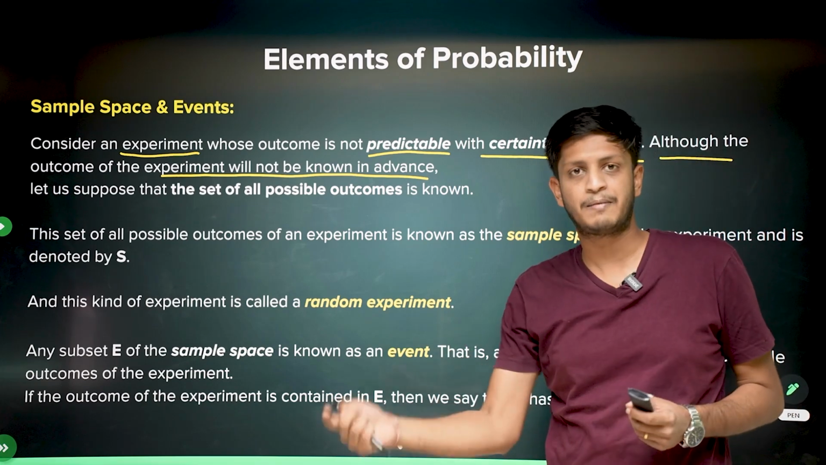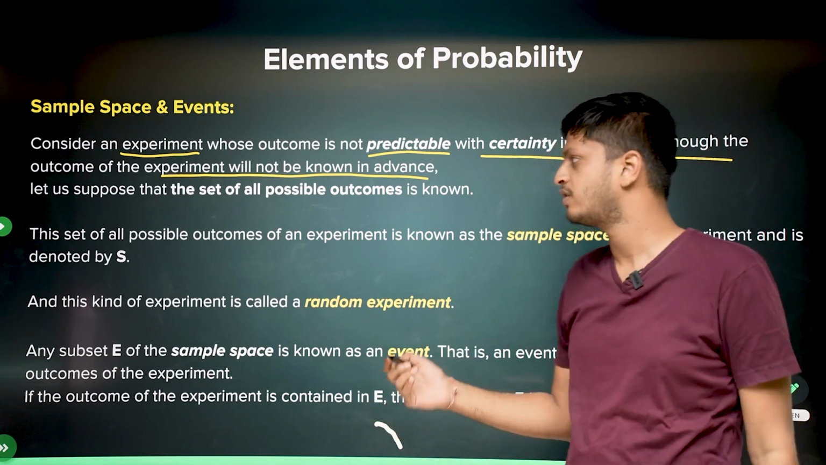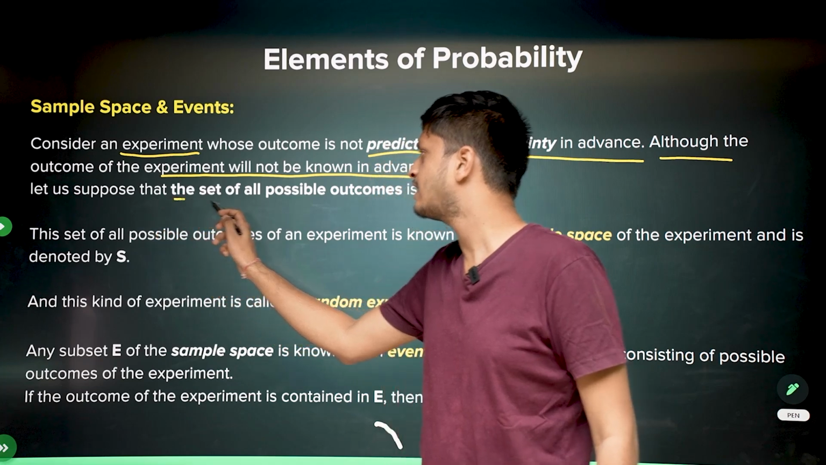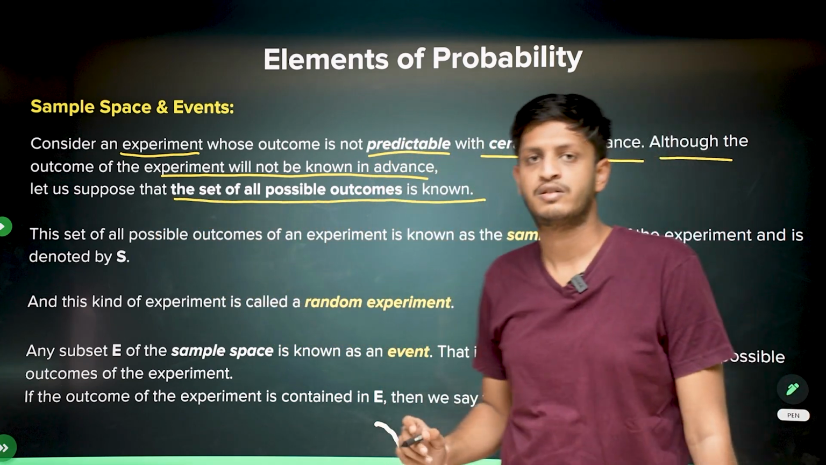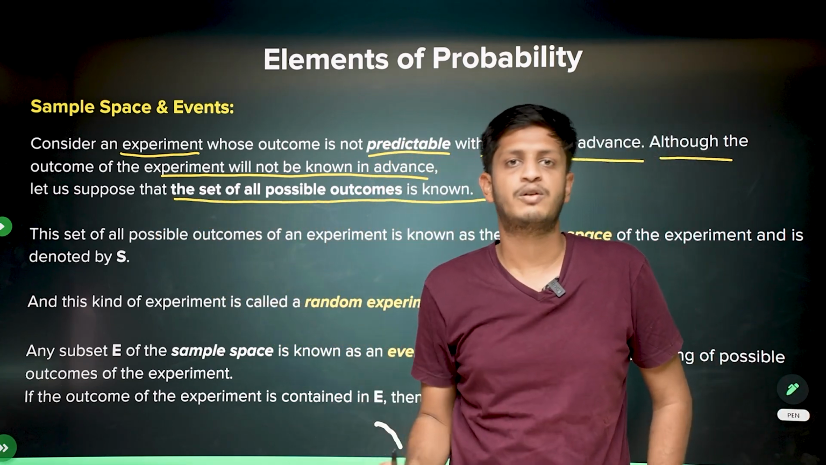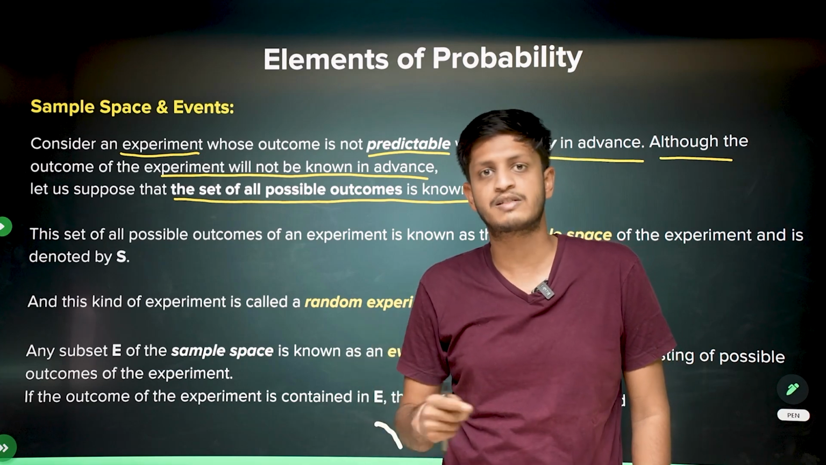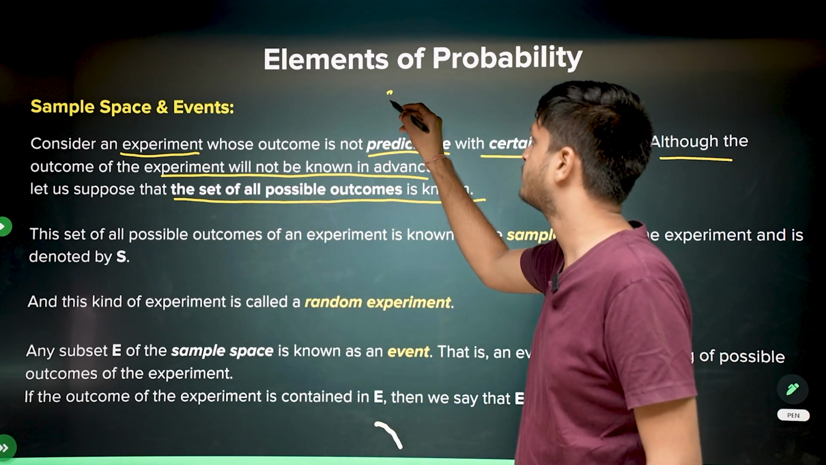Okay, so what will happen we don't know. The outcome is not known. Now let us suppose that the set of all possible outcomes is known. We will know the set of all possible outcomes. For example, when we roll a die, we know that the set of all possible outcomes is 1, 2, 3, 4, 5, 6.